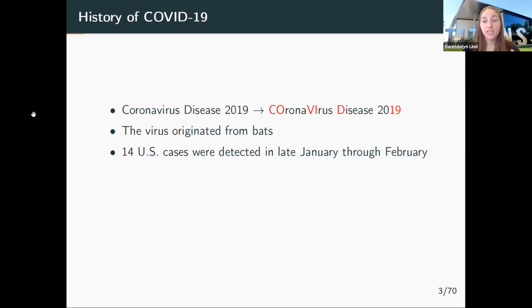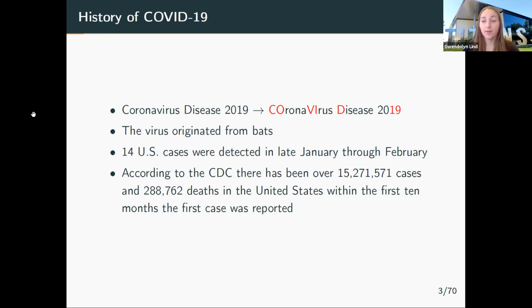So from there, the disease accelerated rapidly, and it became widespread due to the incoming travelers from different countries, large gatherings at social events, and limited testing during the critical times. So at this point, according to the CDC, there have been over 15 million cases and over 280,000 deaths in the United States alone within the first 10 months since the first case was reported.